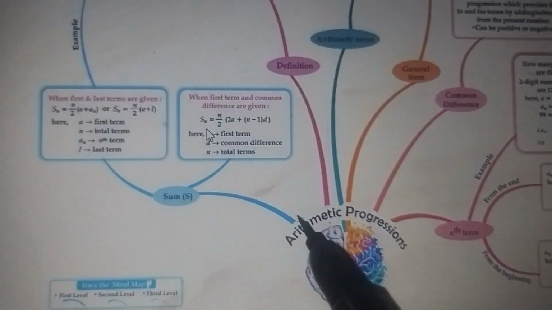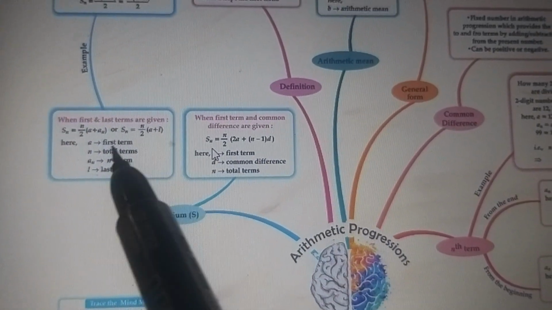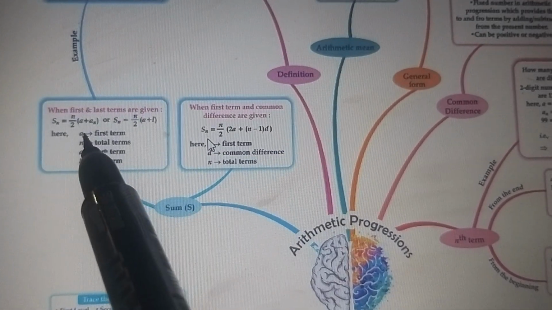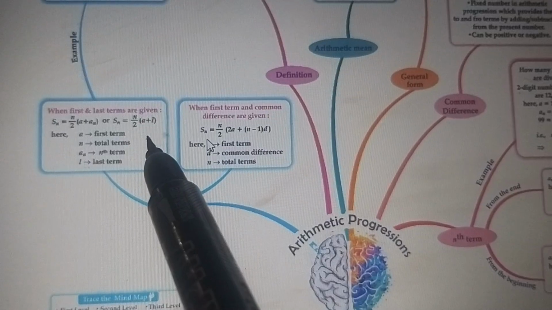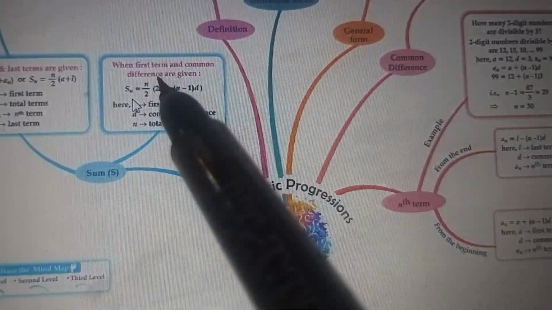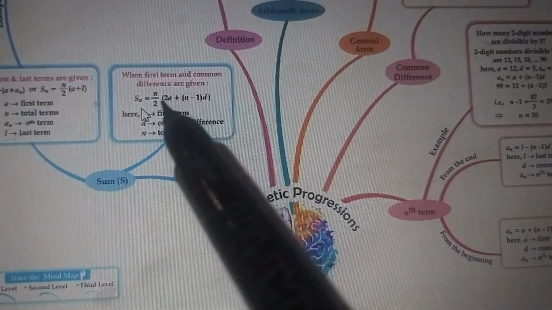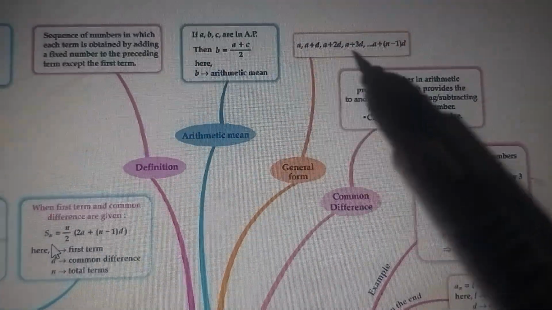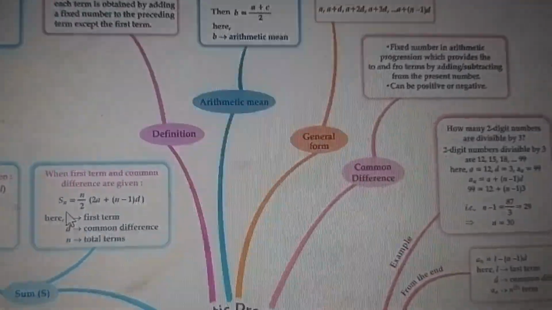Arithmetic progressions. In this also, when the first and last terms are given, we use n by 2 into a plus a power n, the sum of the first n terms. And when the first term and common difference are given, n by 2 into 2a plus n minus 1 into d. This is the general form of arithmetic progression.